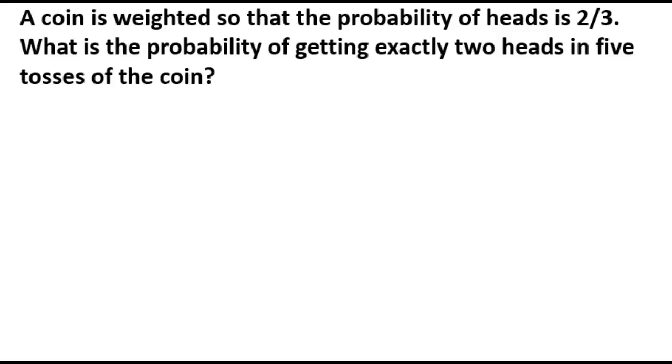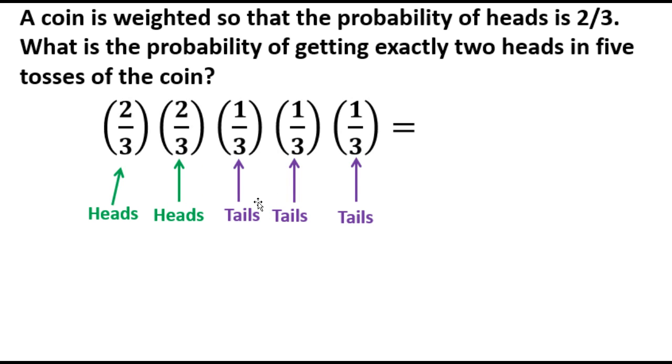We got 5 tosses. 2 of them are heads. So we got 2 heads, which means the other 3 have to be tails. And we need to think about the probability of getting a heads. The probability of heads normally is 1/2. However, with this one, it's a weighted coin. So the probability of heads is going to be 2/3, which will make the probability of tails be 1/3.